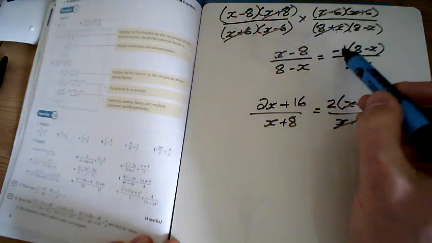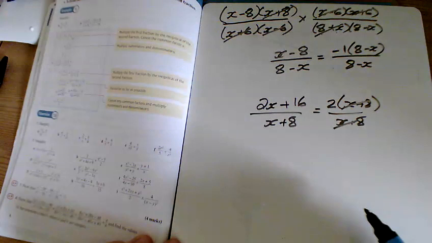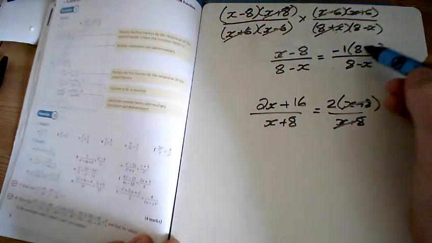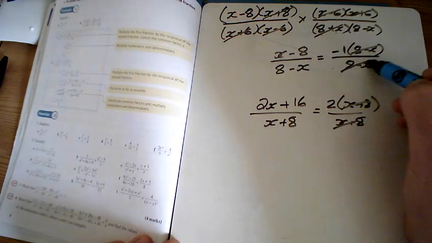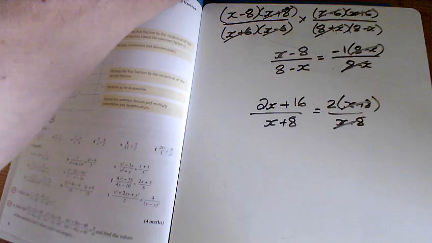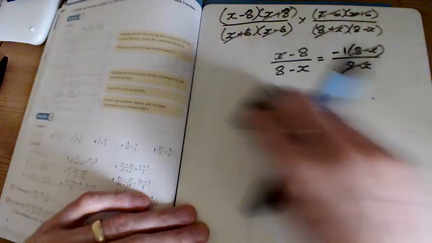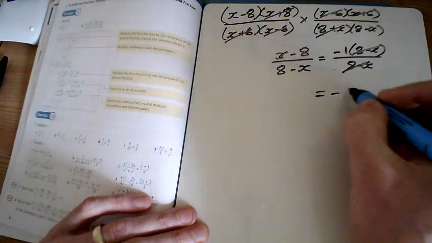All I'm doing here is taking out a strange factor, a -1. Having done that, the x minus 8 cancels with the x minus 8. And so then we can say that this equals -1 as required.